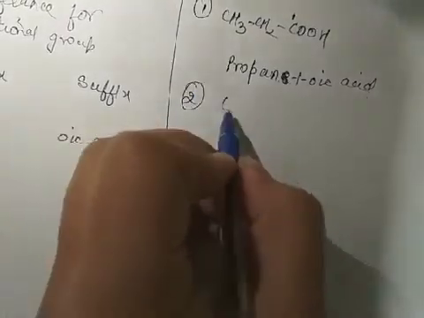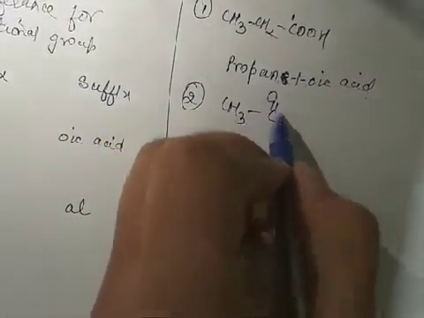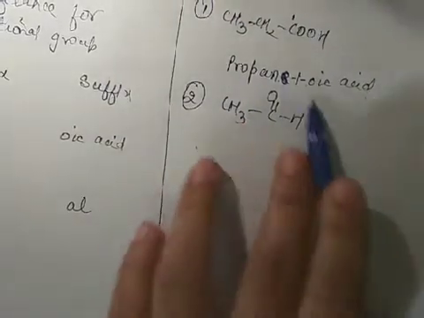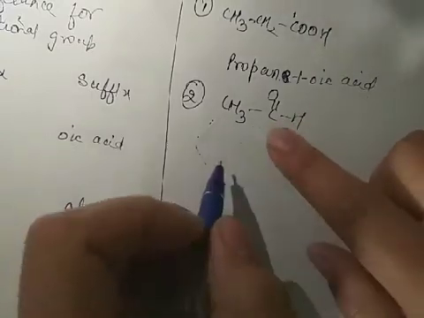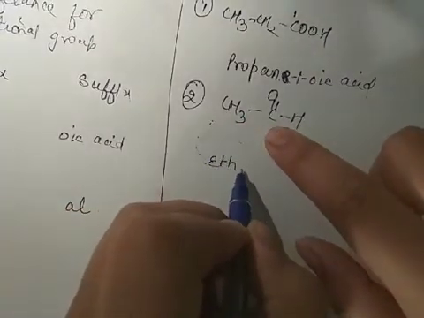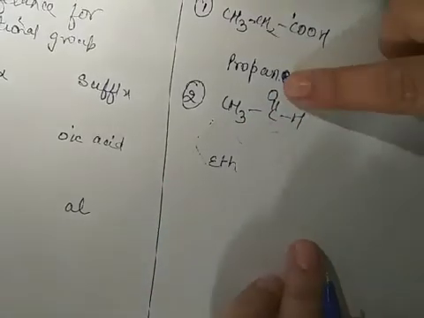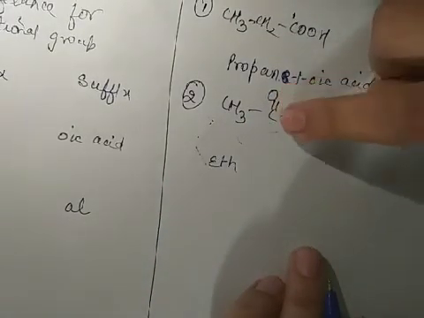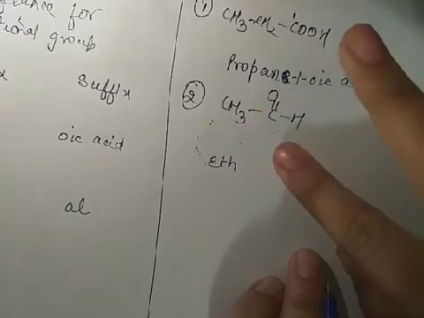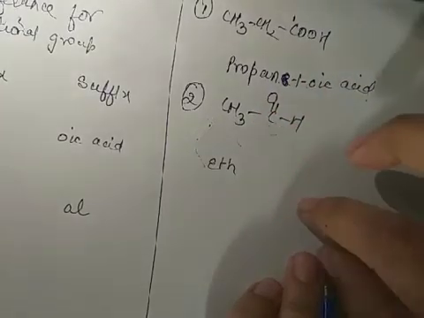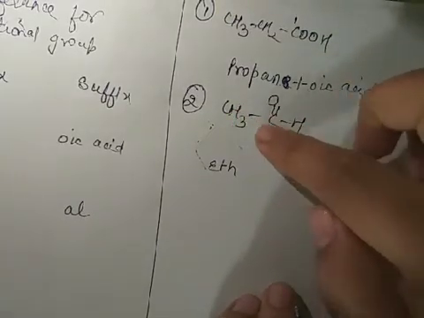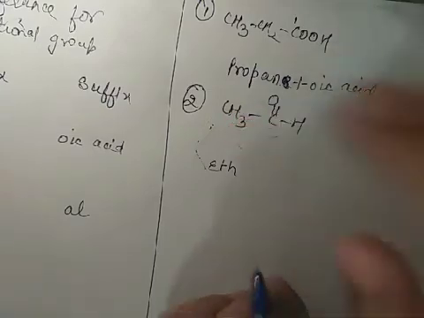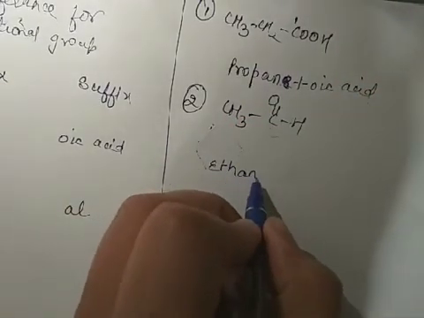For instance, number 2, CH3 C double bond OH. This is an organic species. How will you name it? See how many carbon atoms there are. There are 2 carbons, meth, eth. All are singly bonded. We won't count the double bond between carbon and oxygen. For alkane, alkene and alkyne, the double or triple bond must be between 2 carbon atoms. Between the carbon atoms there is a single bond, so it will be ethane.